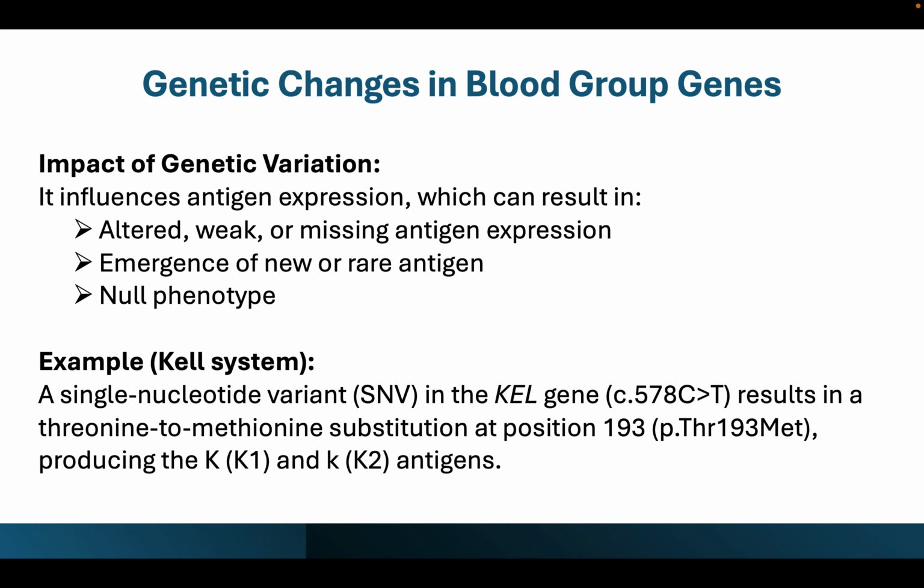What's the impact of this variation? It influences the antigen expression, which can result in altered, weak, or missing antigen expression, or the emergence of a new or rare antigen and null phenotype. If the mutation affects the protein, it can cause loss of the antigen, or it can create a new or novel antigen. The patient may develop autoantibody because of this missing antigen, or the null phenotype.